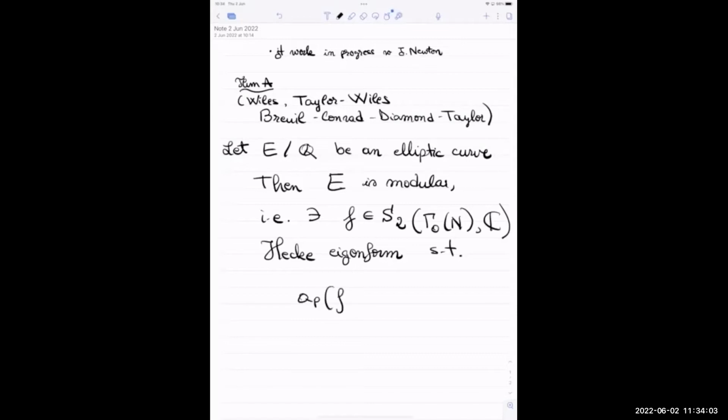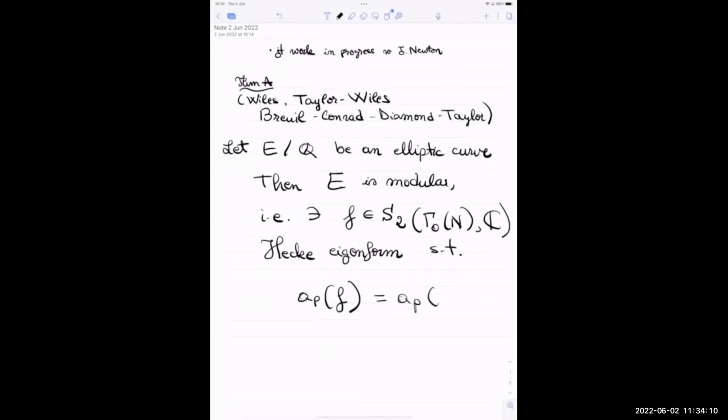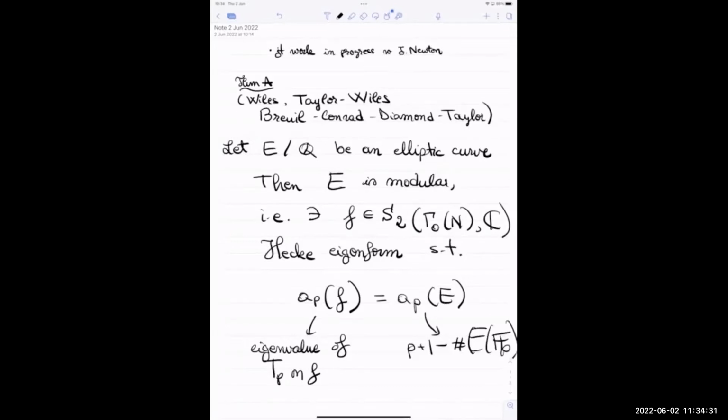So the eigenvalue of F under T_p is equal to another quantity that's a_p of E. So this is the eigenvalue of T_p on F. And this is p plus 1 minus the number of points of the elliptic curve viewed over the finite field with p elements. And this happens for all good primes, which are the primes that do not divide the level n.